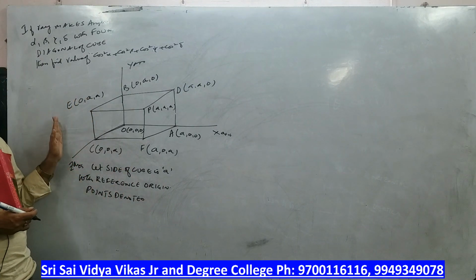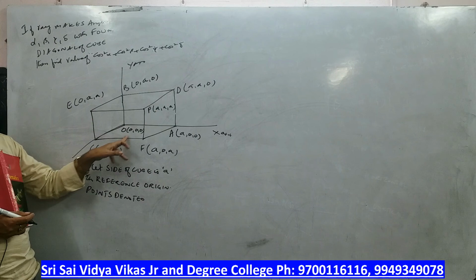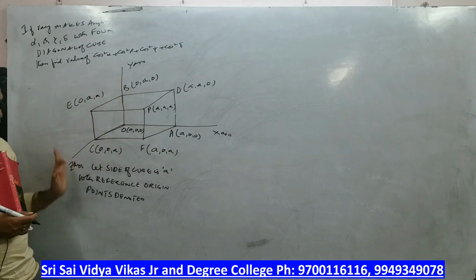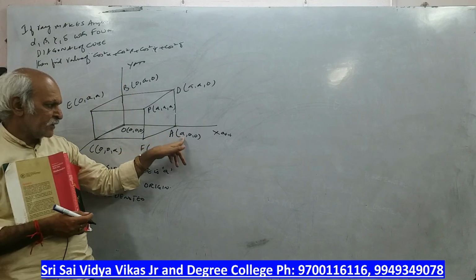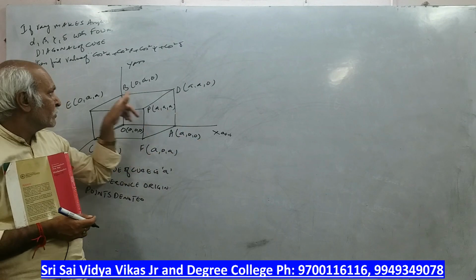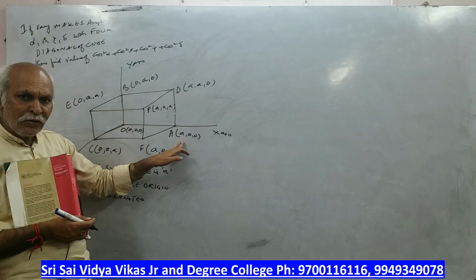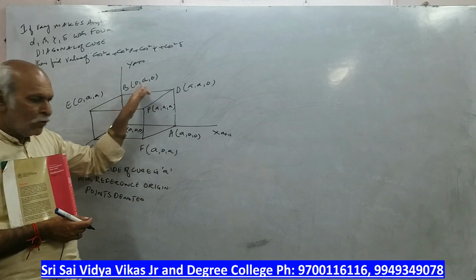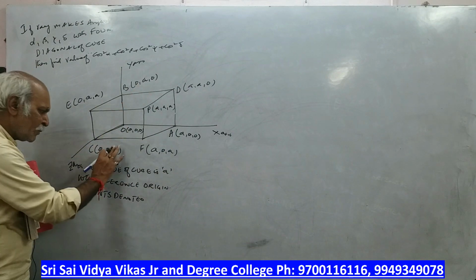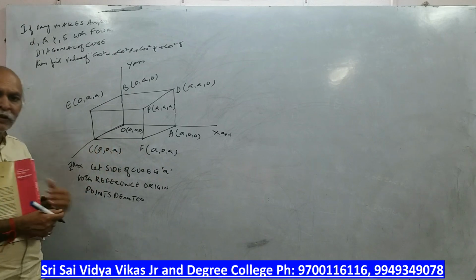Now, we have drawn the diagram. This is the origin, x-axis, y-axis, z-axis. A point is on the x-axis, (a, 0, 0). B point is on the y-axis, (0, a, 0). On the x-axis means the x coordinate will be there, on the y-axis means the y coordinate will be there. On the z-axis, what is the point? (0, 0, a).